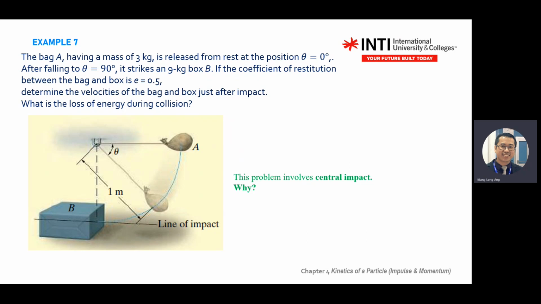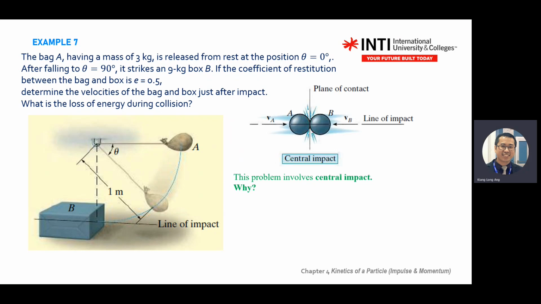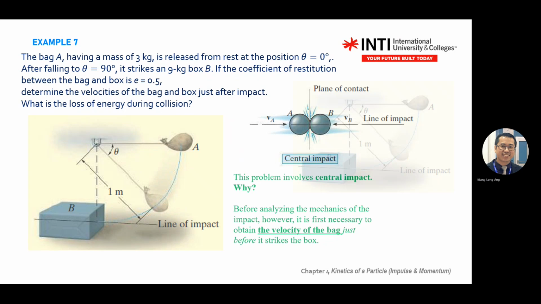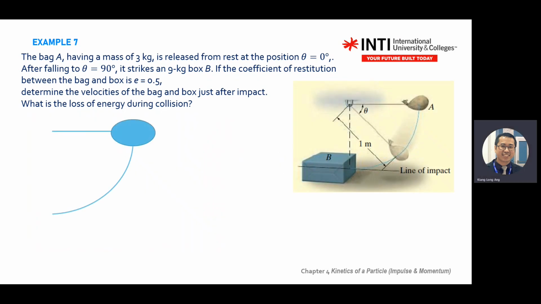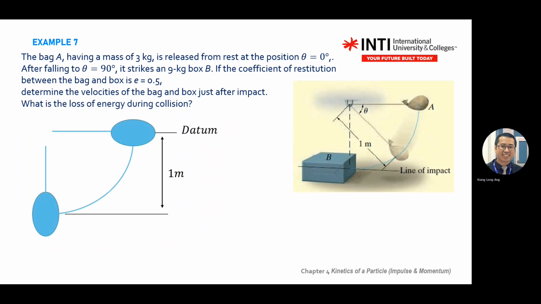Let's say this is the box. So when the object hits the box, your VT is tangent to the circle. So it's actually the line of impact is a straight line. You look at the moment they hit, how they hit. So this is the central impact. So you draw the before and after.